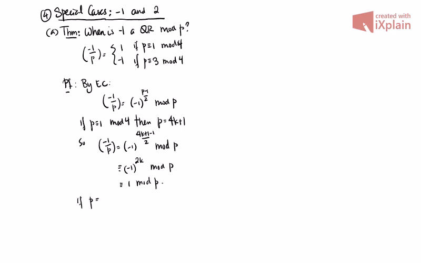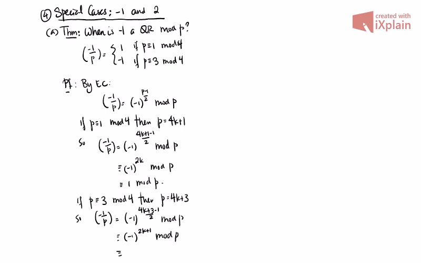And then if p is congruent to 3 mod 4, and p is 4k plus 3, then minus 1 over p is minus 1 to the 4k plus 3 minus 1 over 2, mod p. Now we get 4k plus 2, which when I divide by 2 is 2k plus 1. That's odd. So this is negative 1 mod p. That's really, really nice.